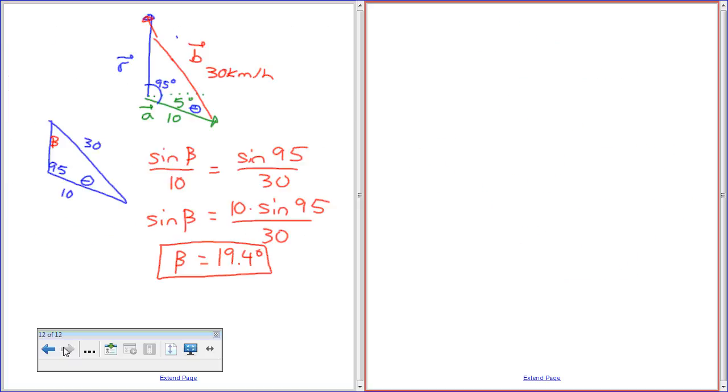Can someone other than Bailey and Derek and Chris tell me please how to solve for theta? Awesome, go ahead. Very good. So theta equals 180 minus 95 minus 19.4. I can't do that in my head, I don't think. 105. I can't do that in my head. 114.6. Somebody help me here? Thank you.